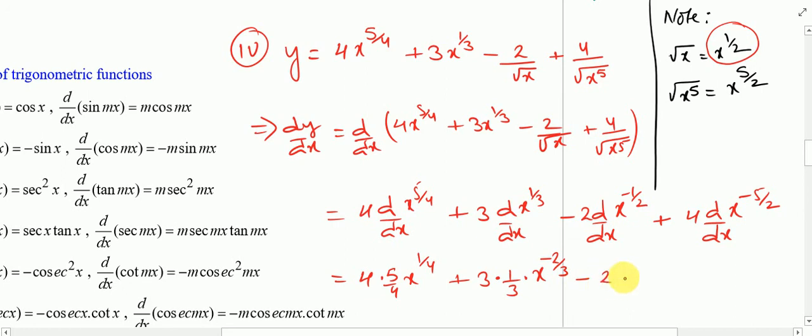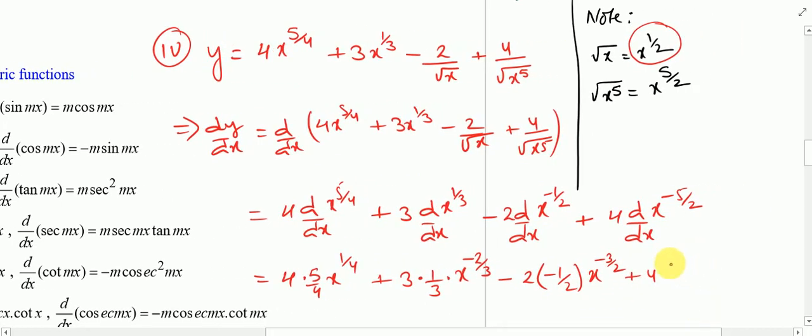Here 2, that power will come down, so I get this, and then x to the power minus half minus 1, so I'll get minus 3 by 2. Okay, and here plus 4 minus 5 by 2, and x to the power minus 5 by 2 minus 1, so I'll get minus 7 by 2.